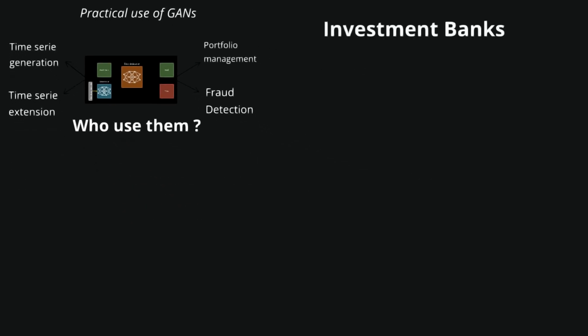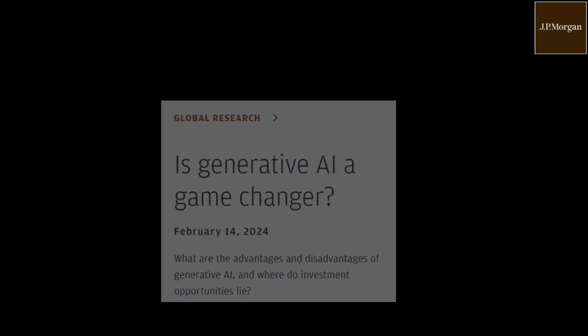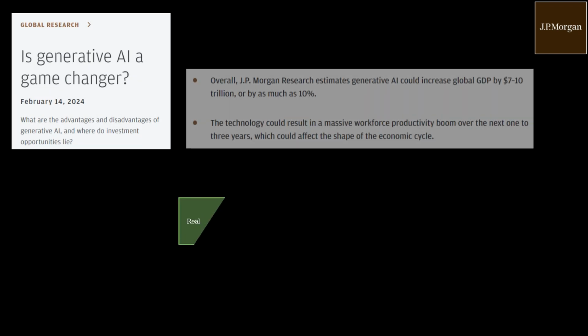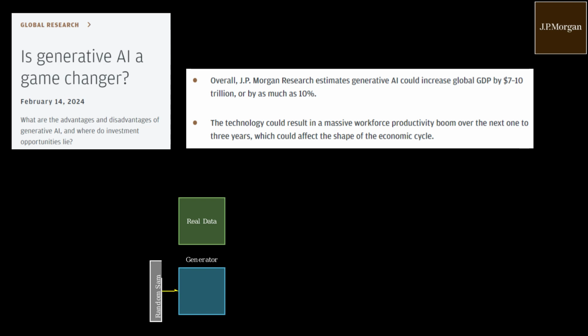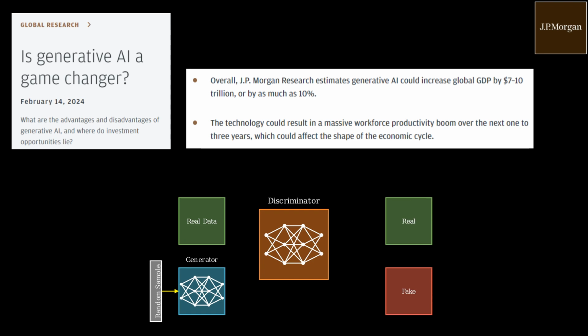Concerning investment banking, the bank that is well known to invest in generative data is JP Morgan. As proof, JP Morgan released in February 2024 an article that presents their thoughts on generative AI and its use in the next 15 years. JP Morgan estimates that generative AI could increase global GDP by $7 to $10 trillion in the next decades. It also states that this technology could result in a massive workforce productivity boom in the next 1 to 3 years, which could affect the shape and the dynamics of the economic cycle.